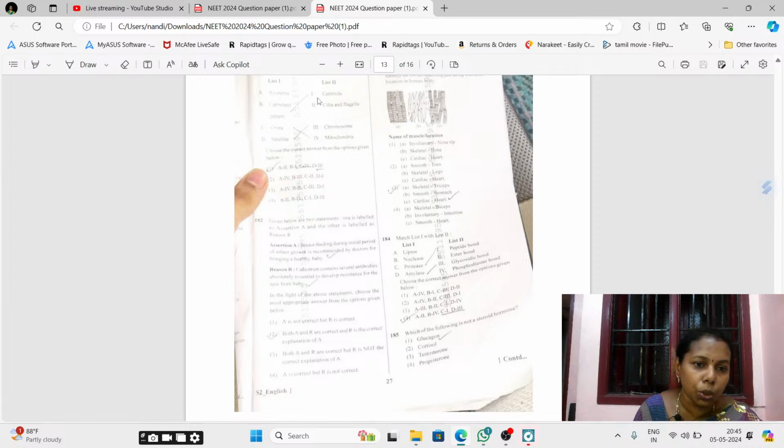Cartwheel in centriole. Cristae we can find in mitochondria. Satellite we can find in chromosome. So 181 answer is option 1.